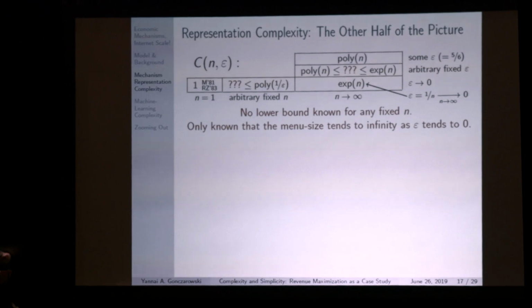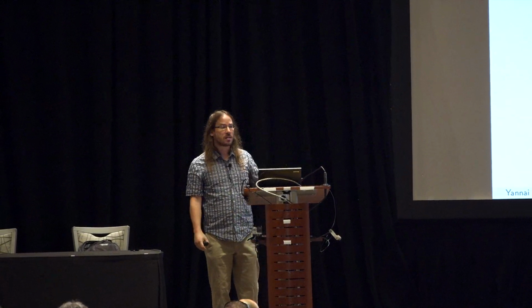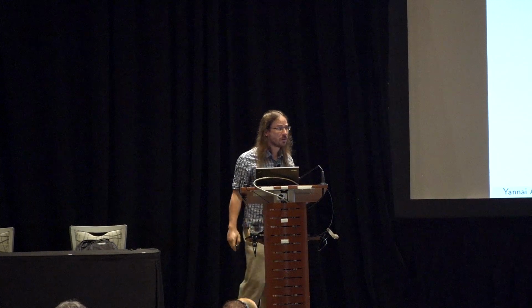So the results I've told you about so far, as well as previous results for bounded distributions, for fixed n, give a menu size that's polynomial in 1 over epsilon, but there was no known lower bound for any fixed n. It was only known, this is a result of the analysis of Daskalakis et al., that the menu size would tend to infinity as epsilon tends to 0, but it was not known at which speed. Could have hypothetically been log star of log 1 over epsilon or something like that.